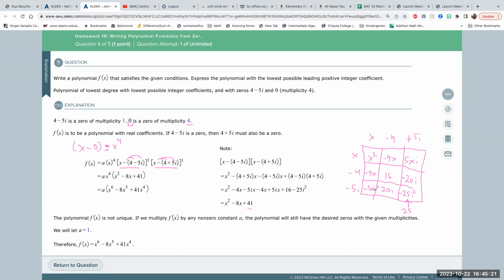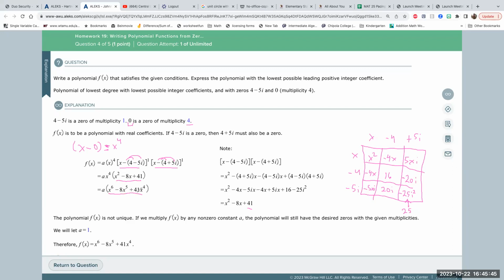This -5xi and +5xi, excuse me, these will cancel. You're going to get -4x, -4x. That's -8x. These 20 i's will cancel, and then you have the x squared, right? So that's where this comes in, and that's right here. So now when you distribute that x to the 4th, that's where they get this right here.